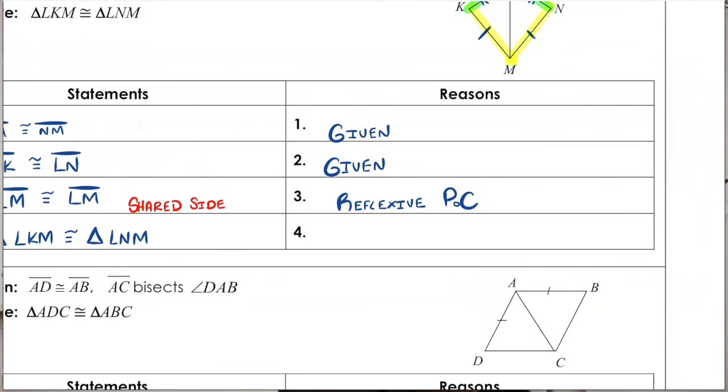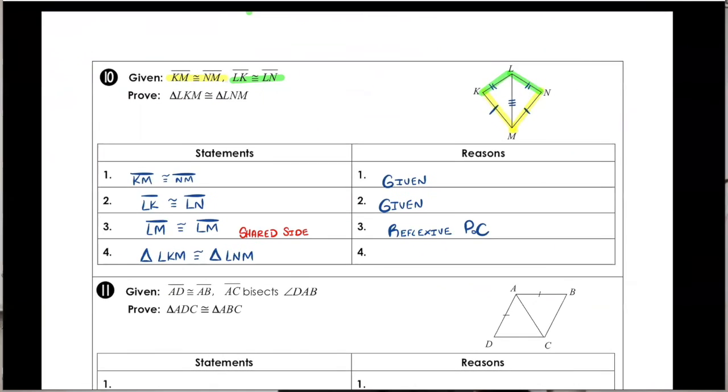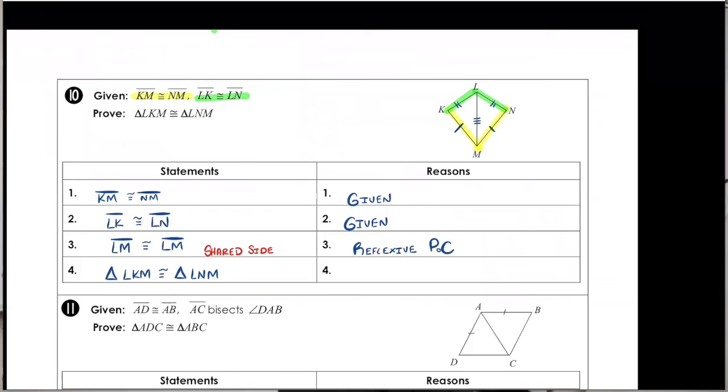So, yes, now that we know it's congruent, we can drop a triple in there. So what makes our triangles congruent? Side, side, side.